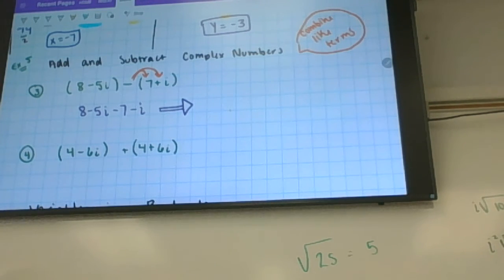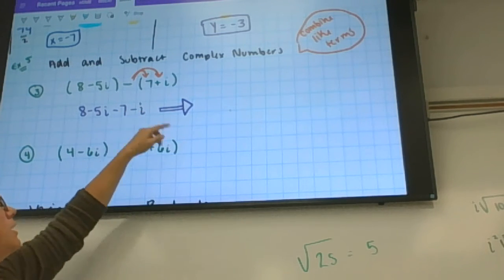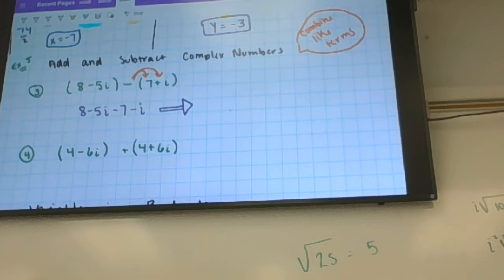So I'll drop the parentheses. I'll make it a -7 and a -i, and now combine like terms. 8 minus 7 is 1. -5i minus 1 more i is -6i. Yeah, that's it. That's all you can do. That's the answer.